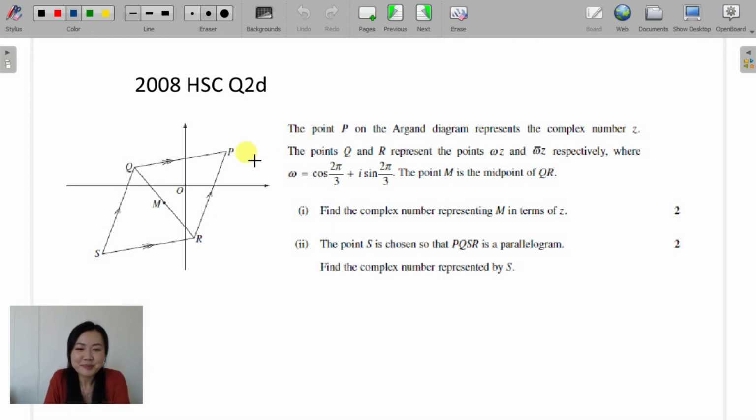We've got point P on the diagram, which represents the complex number Z. The points Q and R: Q is that, R is that. And you're given W is that, and M is the midpoint of QR. So find the complex number of M in terms of Z.